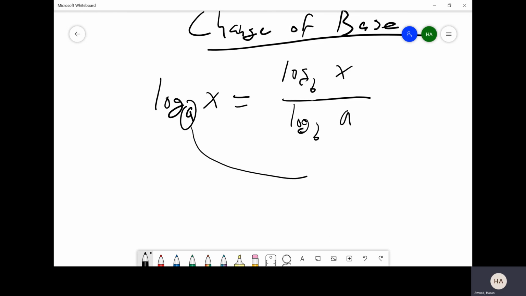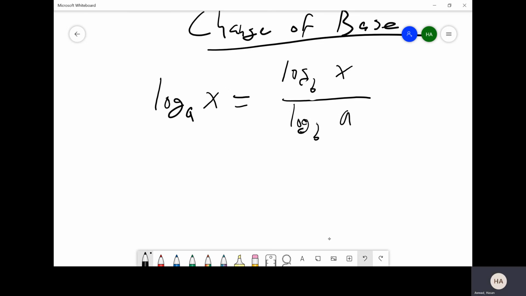Your base goes to the bottom. Your value goes to the top. Your base becomes the new value of the logarithm in the denominator, and your value from the original logarithm becomes the new value of the logarithm in the numerator. The way to remember it: base, bottom, right? It's already lower underneath. It's a subscript, so it's in the bottom, and it stays in the bottom. It just becomes the value now. And your old value is still a value, but just in the numerator.